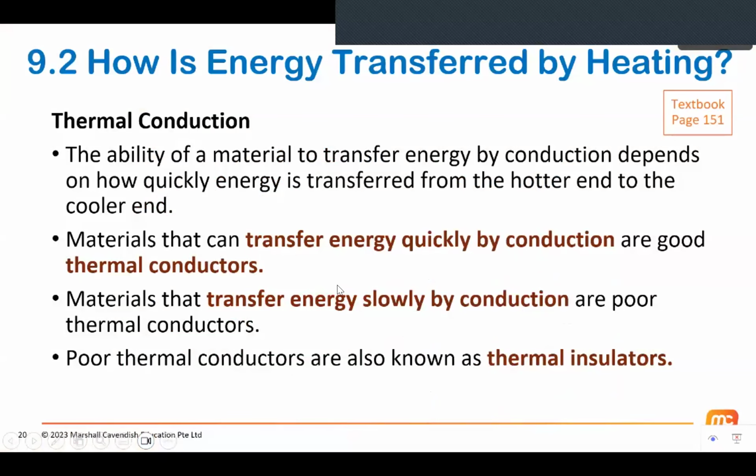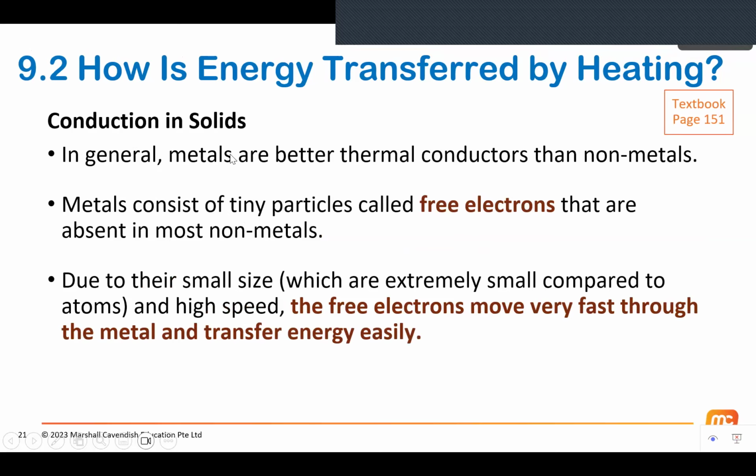Moving on. Materials that allow energy to transfer very quickly through them are called thermal conductors, while some materials don't allow the energy to pass through them easily. It takes a long time before the energy gets transferred to the other end. Such materials are called poor thermal conductors, or thermal insulators. In general, solids are definitely better conductors than liquids and gases, and the best conductors are metals.